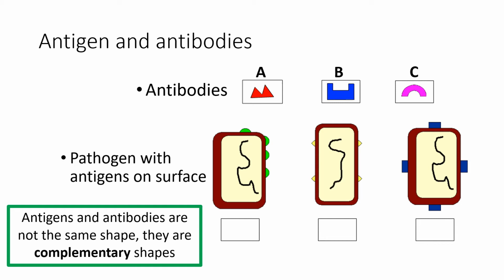Well, you're looking at the different shapes and matching up the shapes, and you should find that you end up with C, A, and B being complementary. So each antibody will target each one of those, and notice that one antibody is specific to one pathogen.